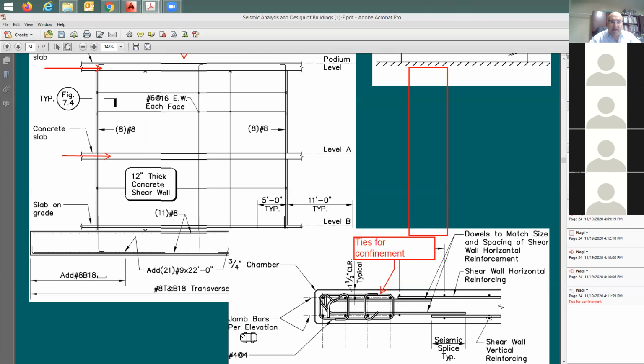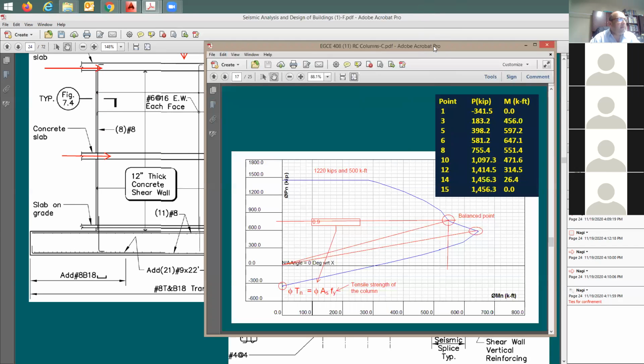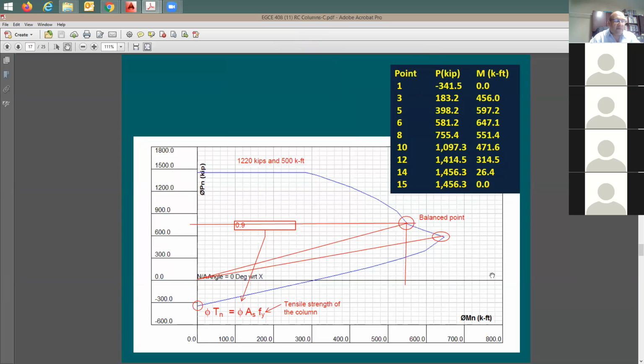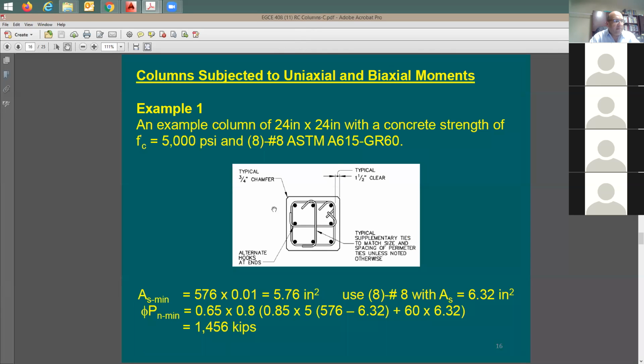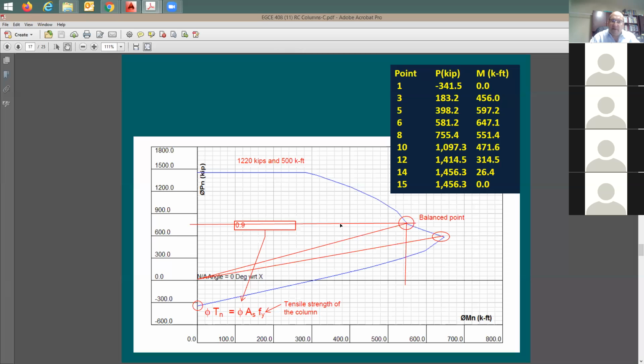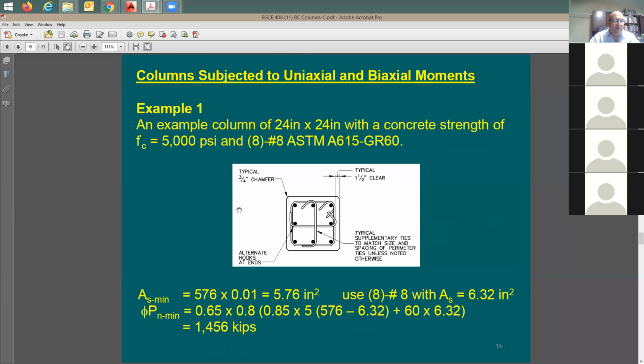And actually, give me a second here. I want to bring back the interaction diagram. This is an output from one of the software that we use, the PCA column software. Maybe some of you have heard about it. But what you need to do is just put in this model. You put in these dimensions, 24 inch by 24 inch, and then you put in the reinforcement bars. And you just run the model. And the model is going to develop this interaction diagram for you. So actually, you do the same thing with the wall. Instead of having just one column, you're going to put in the entire wall.